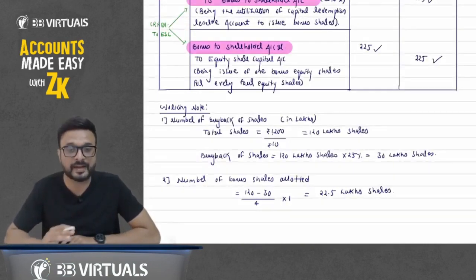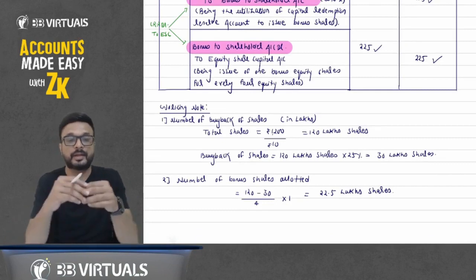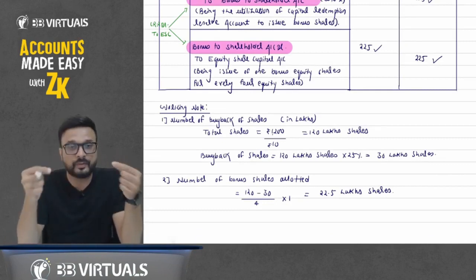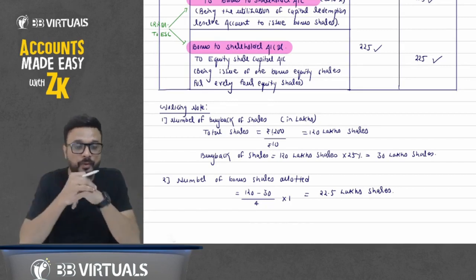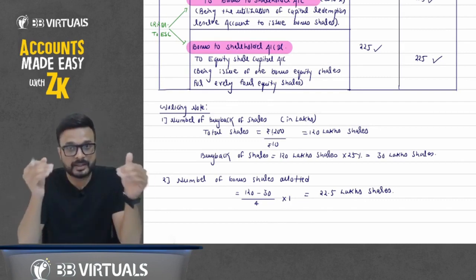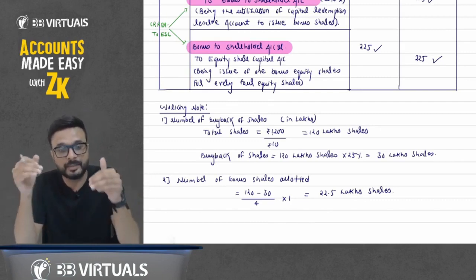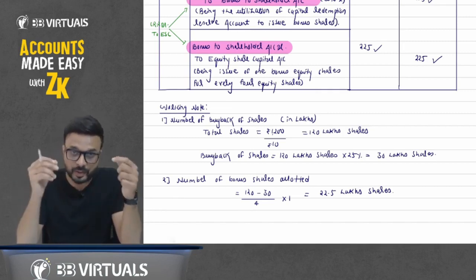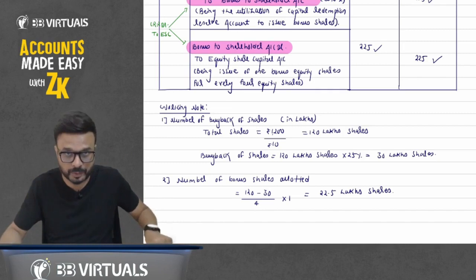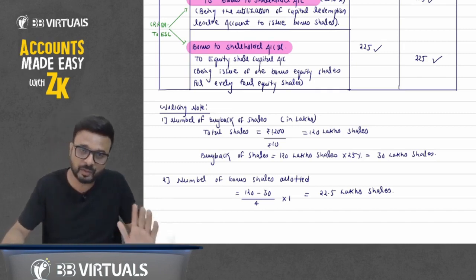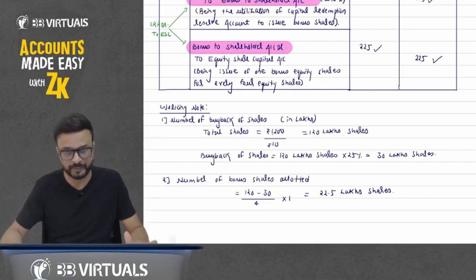So we have passed the journal entry here. In this question, they have done the buyback out of profit. How can we say that they have done buyback out of profit? Because it is not mentioned in the question that they have issued shares in the market. When it is not mentioned, it means they have done it out of profit. We say it is out of a fresh issue of shares only when it is specifically mentioned in the question. Otherwise, we will always say that it is out of profit.